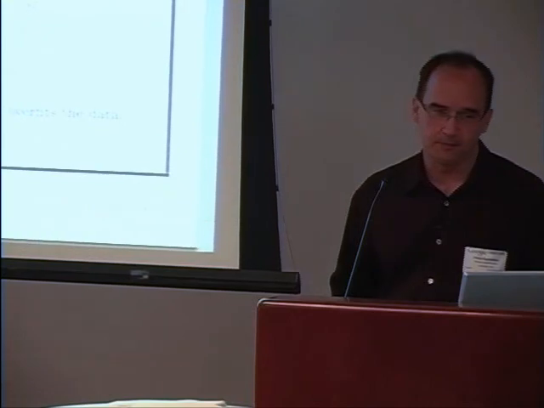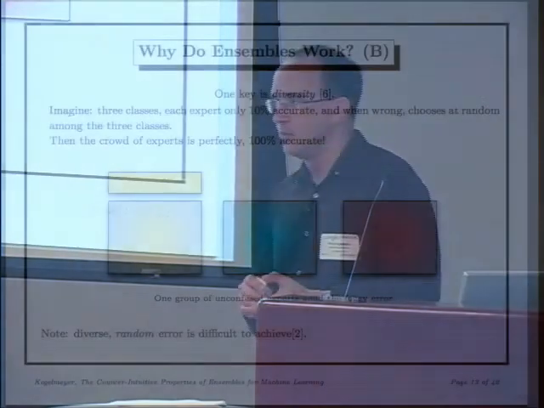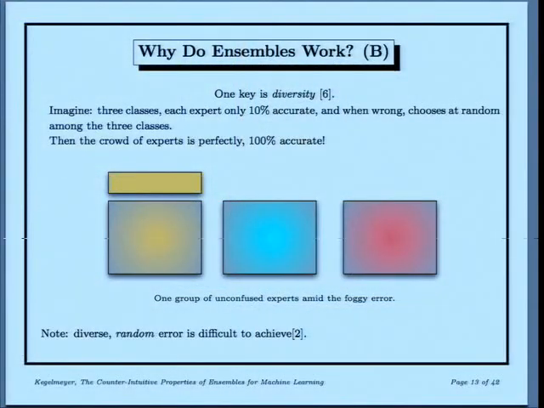Here's another way of thinking about why ensembles help. Imagine a test problem in which each member of the ensemble, each expert, is really, really inexpert. It's only 10% accurate, which means 10% of the time it really knows the right answer and votes for the right answer in a 3-class problem. But the other 90% of the time, it hasn't a clue, and it picks one of the 3 classes at random. Well, if I have 100 of these experts, in fact, if I have 10 of these experts, the crowd of experts is perfectly accurate, even though each individual expert is only 10% accurate.